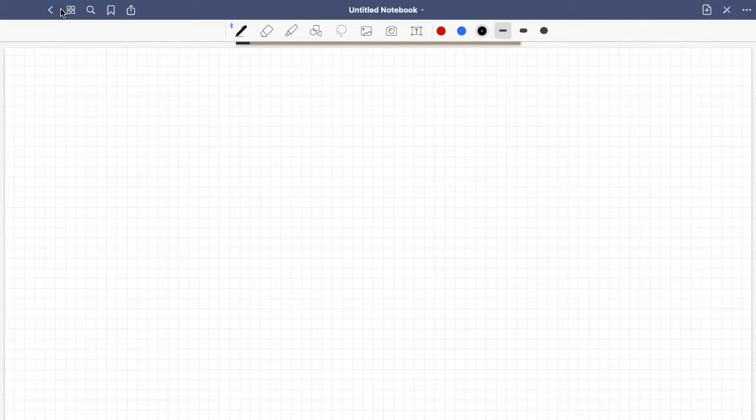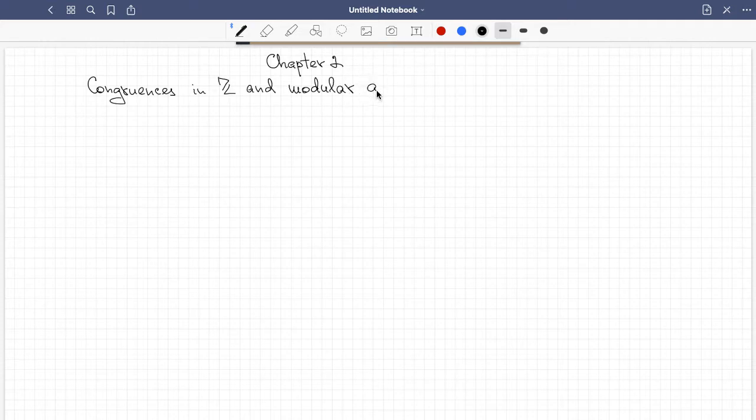Now we start chapter 2 of the book, and this is about congruences in the set of integers Z and modular arithmetic.